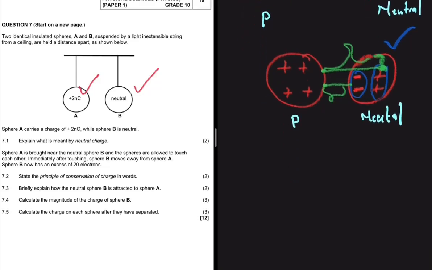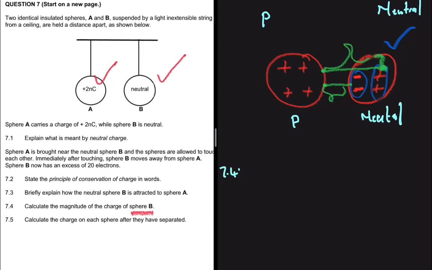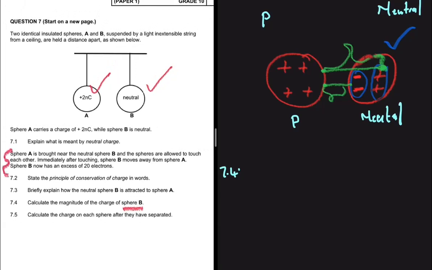Let's look at 7.4. Calculate the magnitude of the charge on sphere B. What's happening here? Let's go through our question statement. Sphere A is brought near the neutral sphere B, and the spheres are allowed to touch each other. Immediately after touching, sphere B moves away from sphere A. Sphere B now has an excess of 20 electrons.